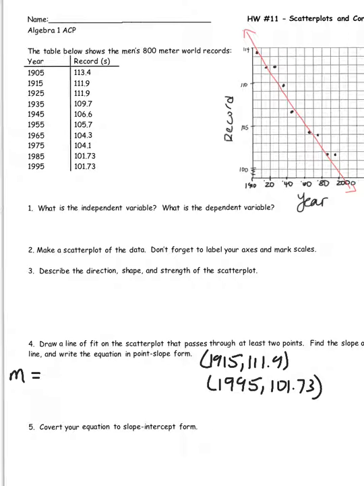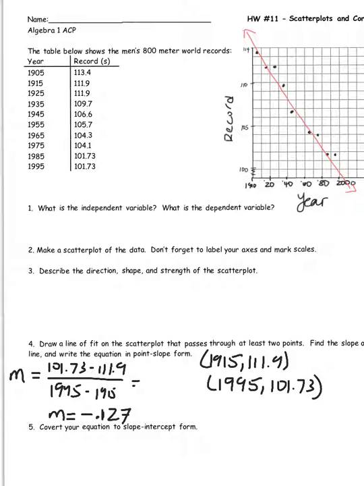So that's going to be 101.73 minus 111.9 over 1995 minus 1915. So if we type that into a calculator, we should be getting a negative answer, and we're getting negative 0.127 for the slope. Depending on what points you chose to go through, you might have a slightly different slope. It should definitely be negative, however, because we already said that that looks to be a strong negative linear correlation.